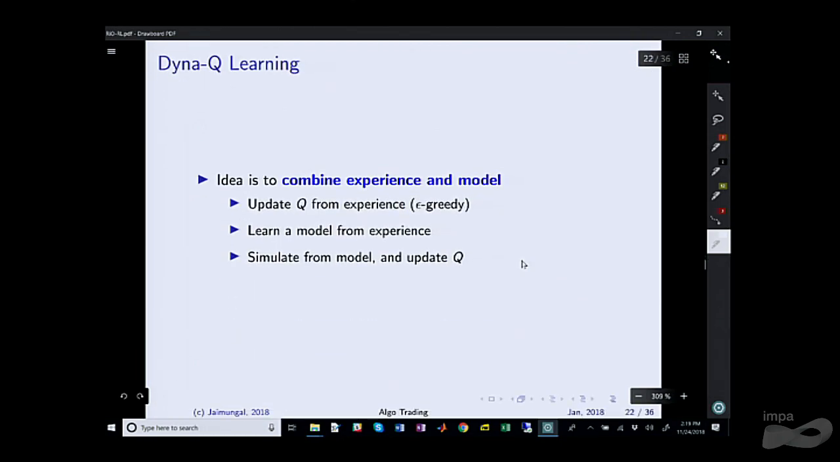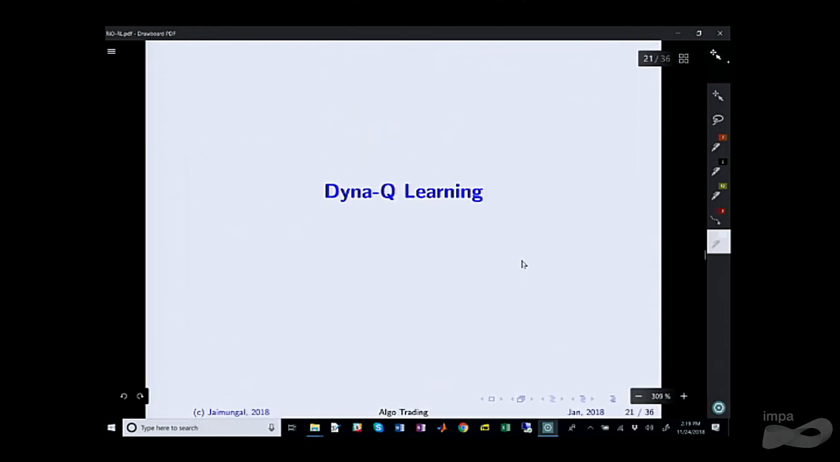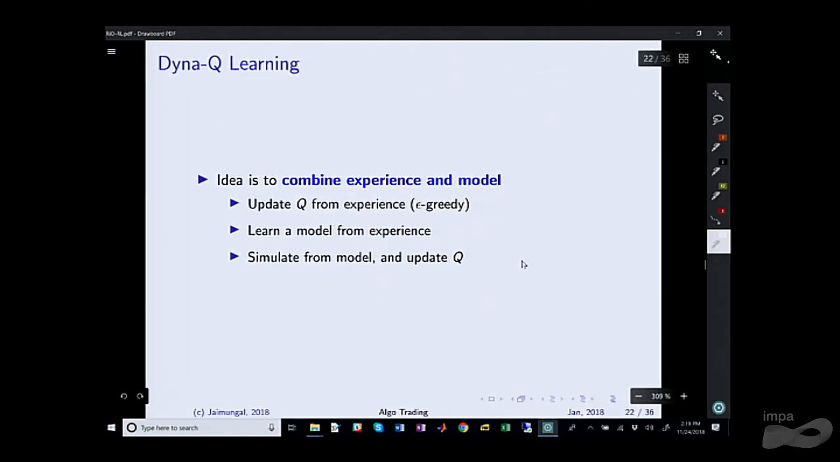Okay, there we go. Q learning. The next thing I want to talk about is Dyna-Q learning. So Q learning isn't great all on its own. It doesn't converge so quickly. It's prone to potentially not getting the optimal behavior, etc. So one way of improving Q learning is using what's called Dyna-Q learning.